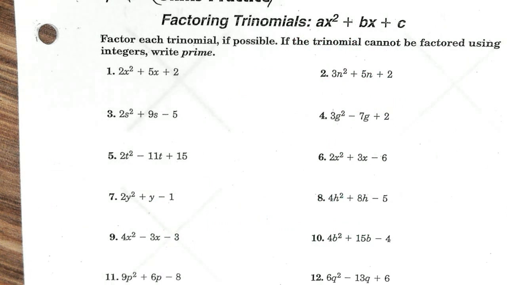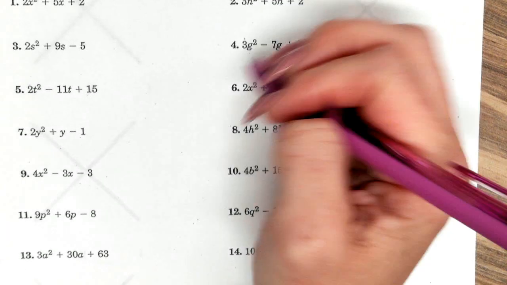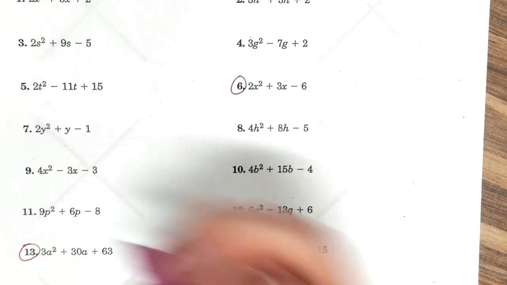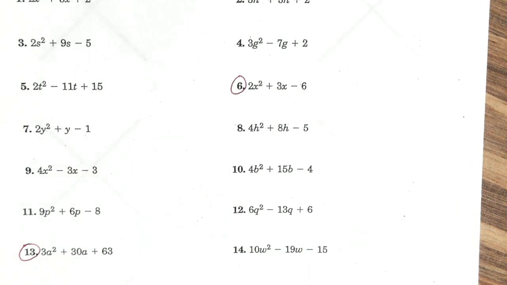Okay, I want to do number 6 with you. Okay, so circle number 6. I am also going to do number 13 with you. Please work with me because I have not taught you this and you will not know what to do.